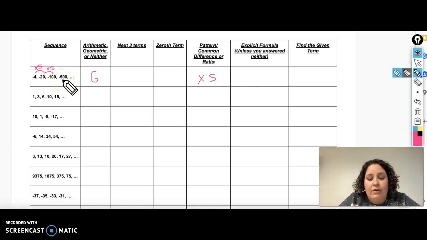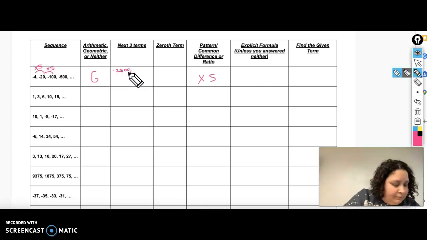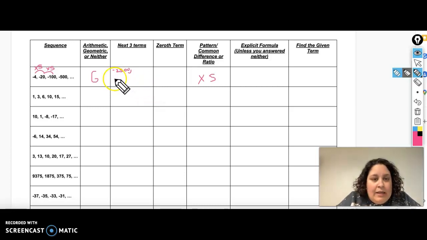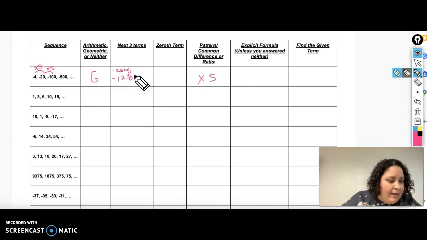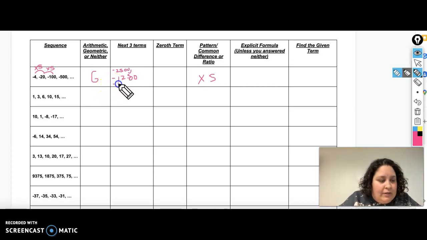So I have -500 times 5, which is -2,500. And then I'm going to multiply that one by 5 and get -12,500. And then I'm going to multiply that one by 5 and get -62,500. Perfect. So those are my next three terms.